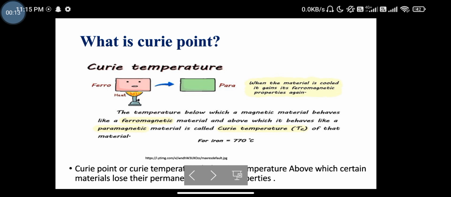Curie temperature. The temperature below which a magnetic material behaves like a ferromagnetic material and above which it will behave like a paramagnetic material is called the Curie temperature of that material. It means that when a material heats up to the critical temperature, it behaves like a paramagnetic material after that temperature, which is known as the Curie temperature.